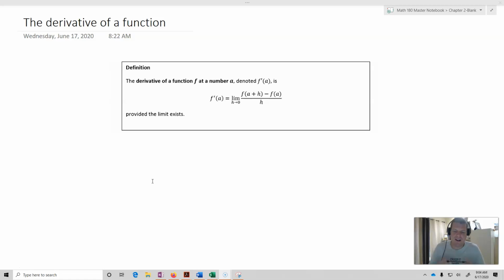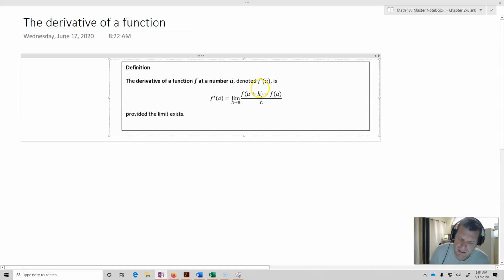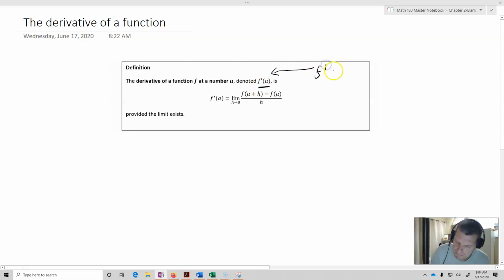And here it is. Here's the derivative of a function f at a number a, denoted f prime of a. F prime of a equals the limit as h approaches 0 of f of a plus h minus f of a, divided by h, provided the limit exists. If that limit exists, then that's our derivative.